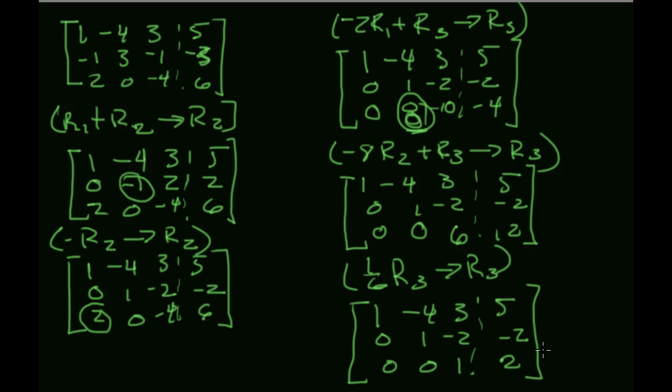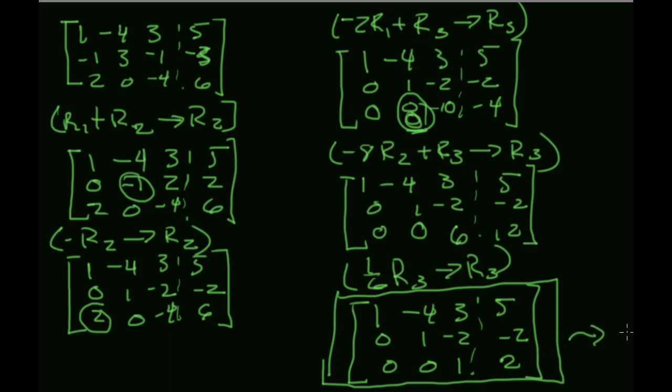Now, why is this useful? This is useful because this matrix, when I convert it back into a system of equations, is going to be in row echelon form, and then I can do back substitution. So let's take a look at how that works.